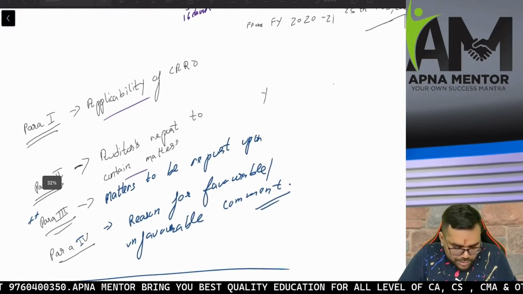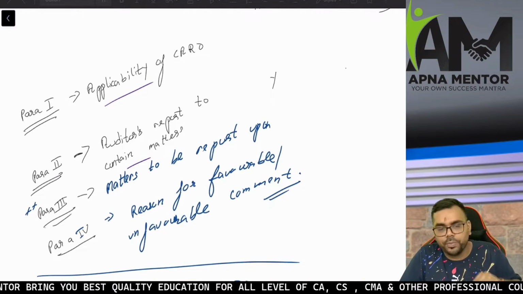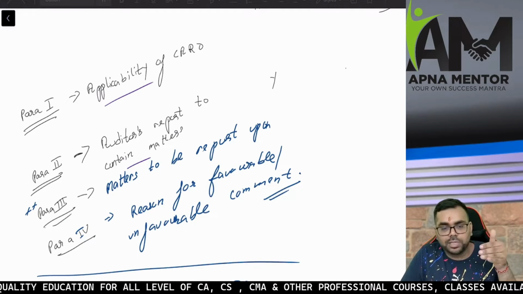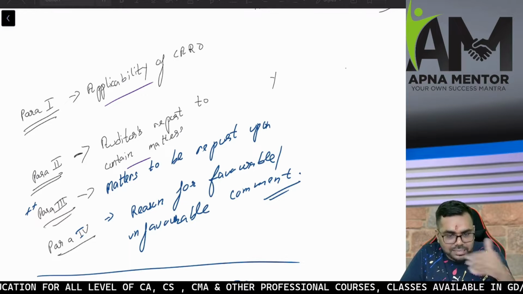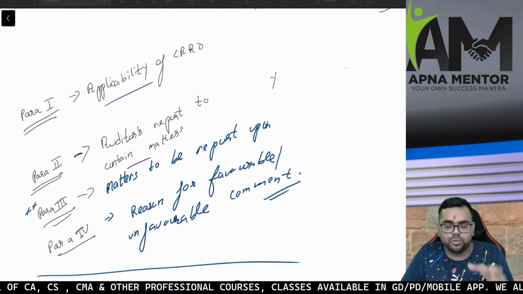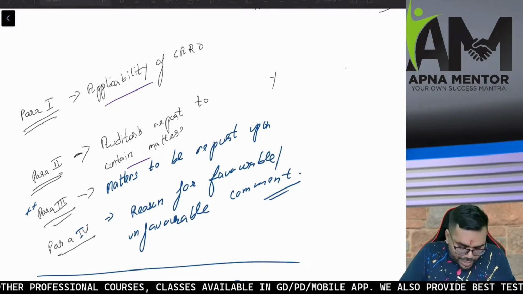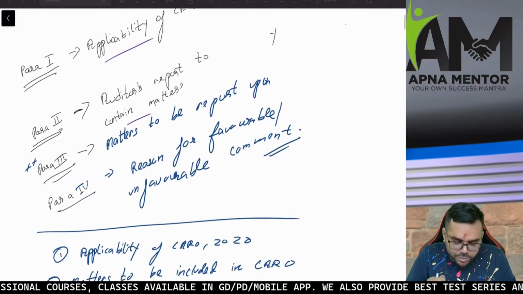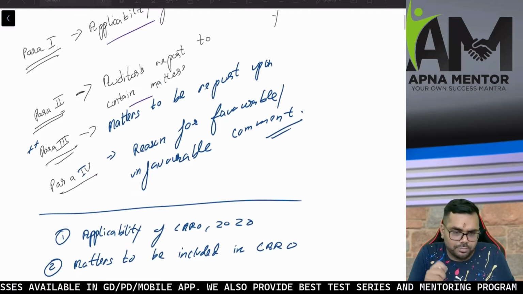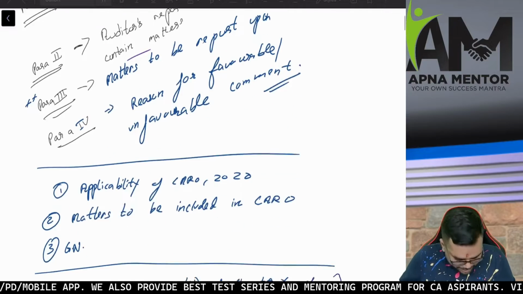In this chapter, we have 4 paras: para 1, para 2, para 3, para 4. Para 1 talks about the applicability of CARO. Para 2 talks about the auditor's report on certain matters. Para 3 is the most important one: what are the matters we have to report? All the 21 clauses that we study will come under para 3. Para 4 is where we have to give the reason for the favorable or unfavorable comment. We have to give the reason for every clause, for the comment that we are giving against it.